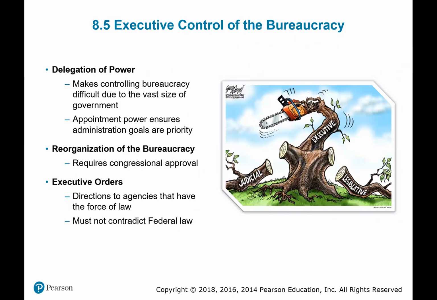So executive control of bureaucracy, just to expand on that: delegation of power, you have to do that. It's very difficult to control this giant bureaucracy. The appointment power is felt as important so that the administration's goals are a priority. If not, it would be very, very difficult for any president to get much done. Reorganization of the bureaucracy needs congressional approval, so that's a little more difficult. Executive orders are directions to agencies that have the force of law, but they can't contradict federal law.